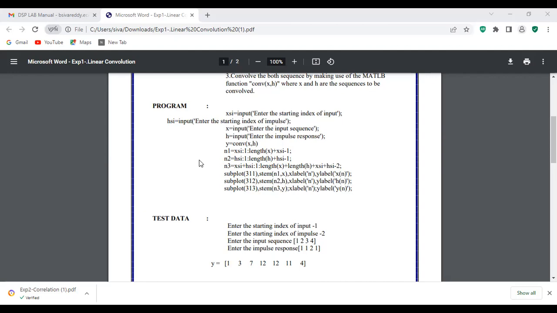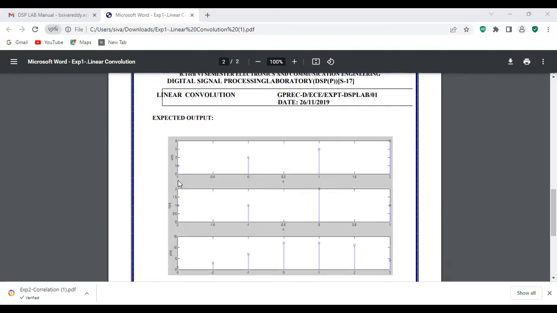So for x the range is -1 : 1 : 2, and for h it is -2 : 1 : 1. What does that mean? The initial value of x of n is -1, and the increment is 1. So -1 plus 1 is 0, 0 plus 1 is 1, 1 plus 1 is 2. So here -1, 0, 1, 2. The starting index is -1, the ending index is 2, the increment is 1. Similarly for h of n, the starting index is -2, the ending index is 1, and the increment is 1. -2 plus 1 is -1, -1 plus 1 is 0, 0 plus 1 is 1.